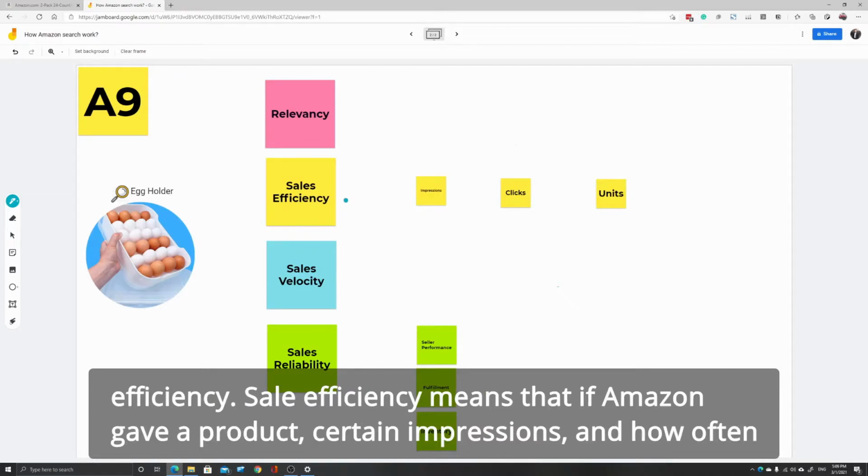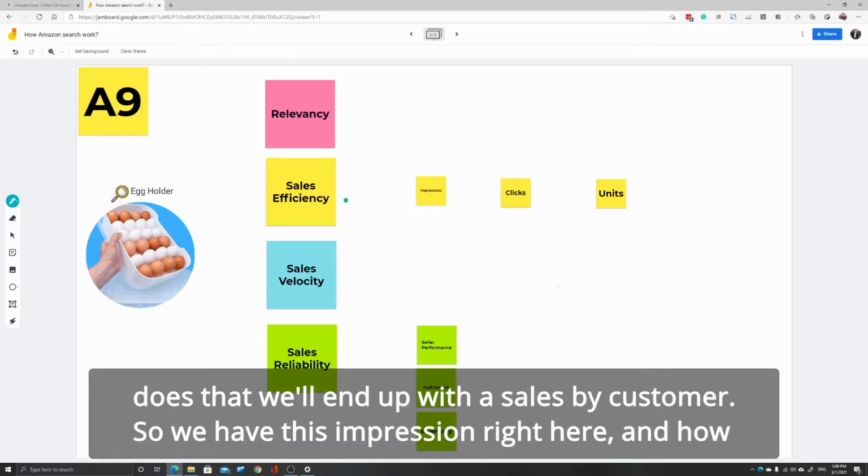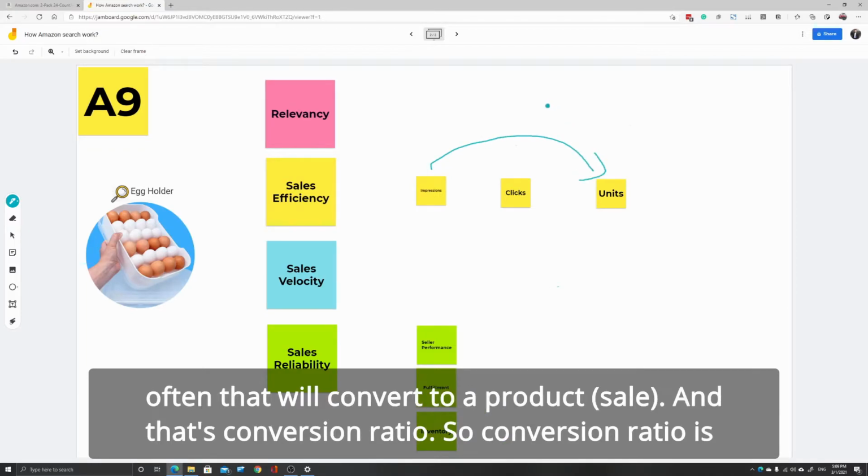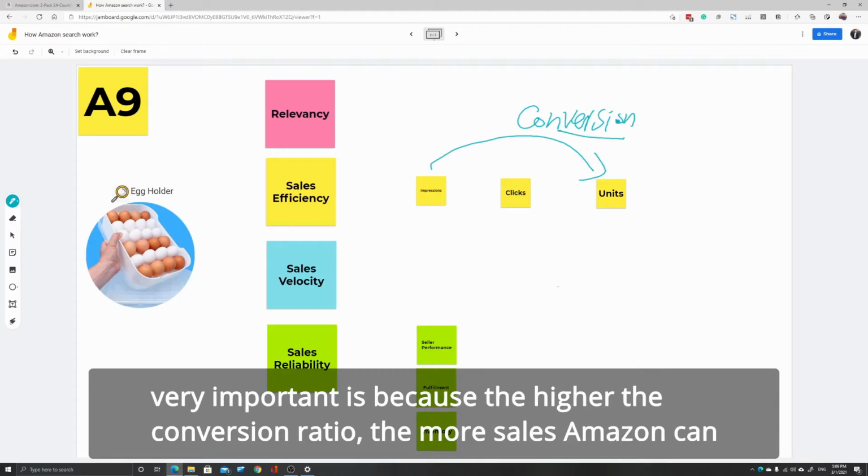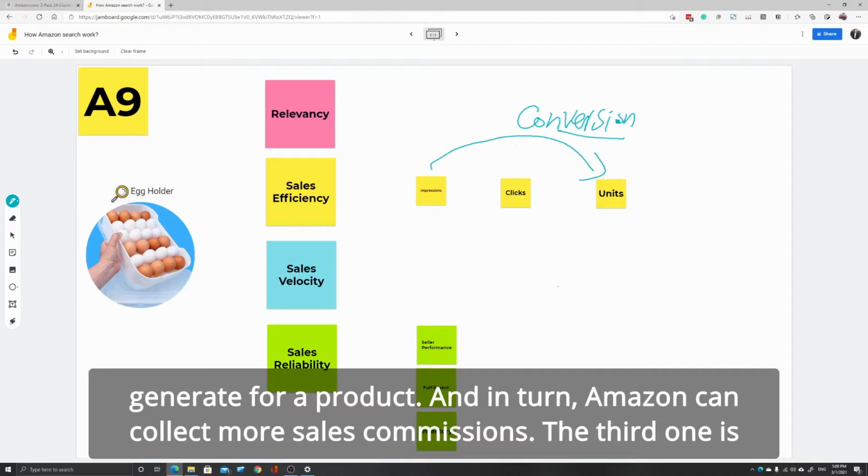Second is sales efficiency. Sales efficiency means that if Amazon gives a product certain impressions, how often will that end up with a sale by a customer. So we have this impression right here, and how often that will convert to a sale, and that's the conversion ratio. Conversion ratio is very important because the higher the conversion ratio, the more sales Amazon can generate for a product, and in turn, Amazon can collect more sales commissions.